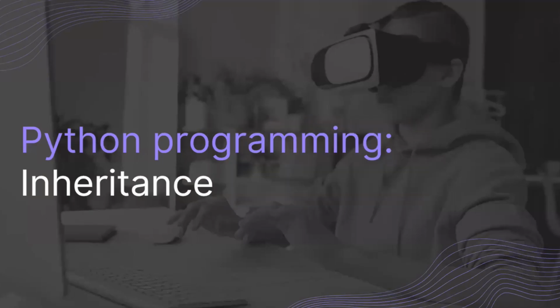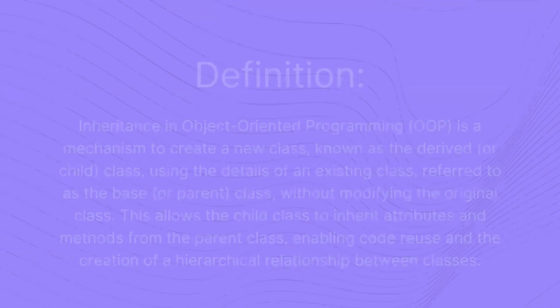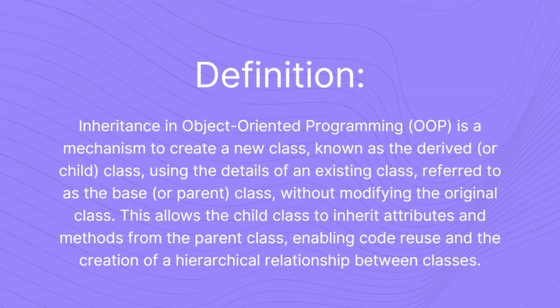The first one is inheritance. Inheritance in object-oriented programming is a mechanism to create a new class, known as the derived or child class, using the details of an existing class, referred to as the base or parent class, without modifying the original class. This allows the child class to inherit attributes and methods from the parent class, enabling code reuse and the creation of a hierarchical relationship between classes.